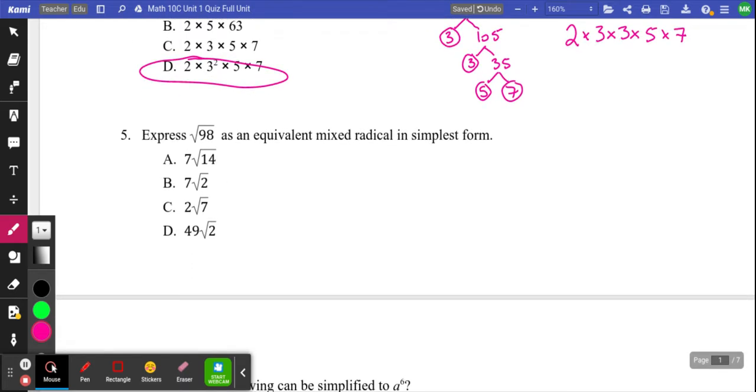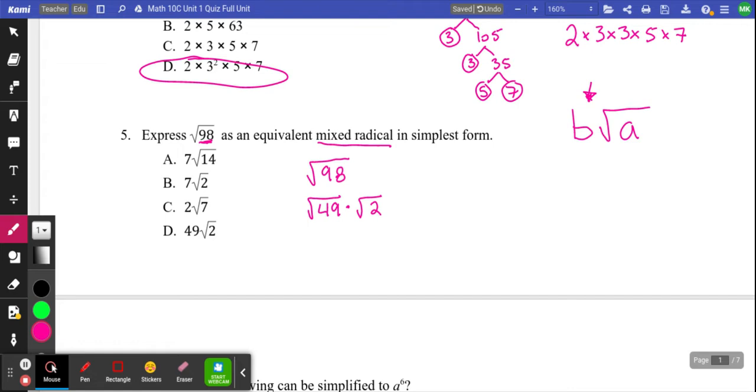Awesome. Number 5, express the square root of 98 as a mixed radical. Okay. This is where we're going to take a radical. So radicals look like this, right? And we're going to give it a coefficient, meaning that we need something out front. The way we do that is by finding a number that divides into 98, and that number has to be a perfect square. So for instance, if I had square root 98, 98 can divide into 49 and 2. Right? 49 is a perfect square number.